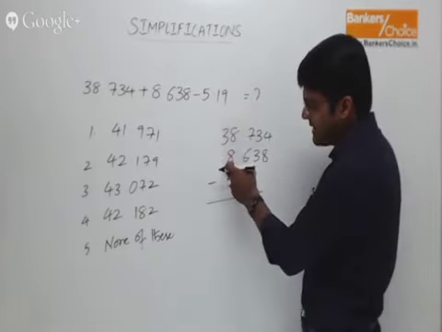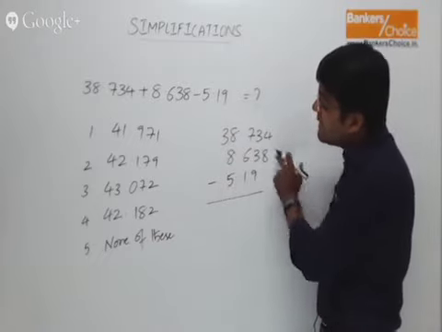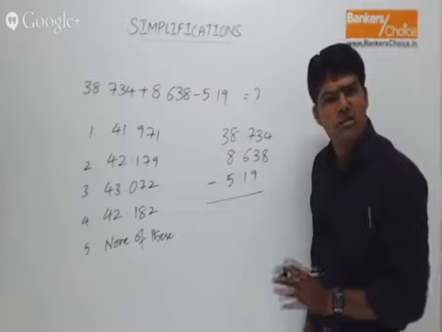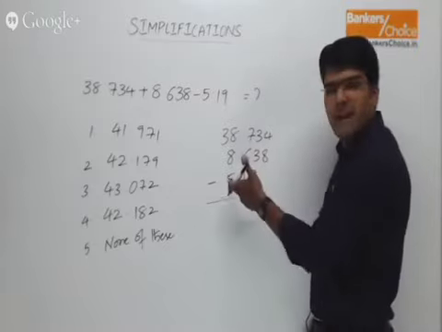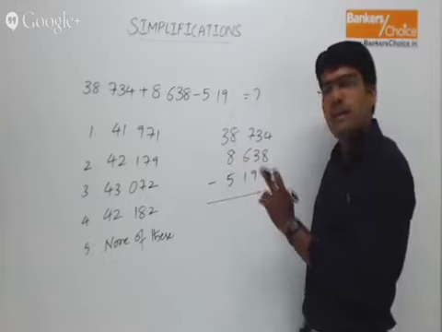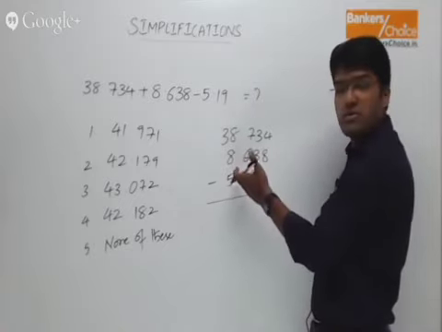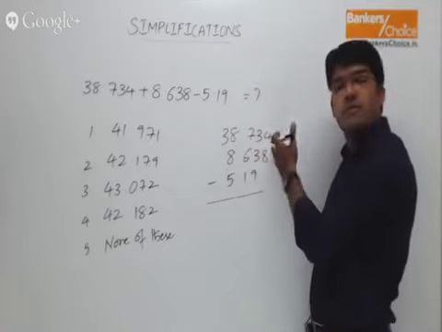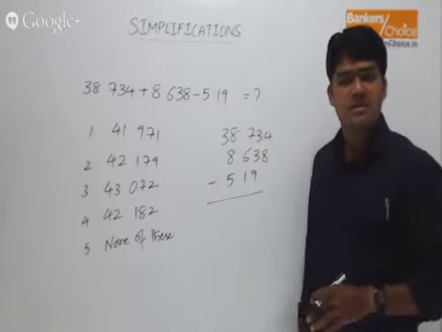So 38.734 and 8.638 have to be added, from which we'll subtract 5.19. There are various ways of doing it. Either you can add the two numbers first and then subtract 5.19, or you can subtract 5.19 from 8.638 and then add the result to 38.734, or you can subtract 5 from 38.734 and then add the rest to get the required answer. Any way you follow, the final answer is going to be the same, right?